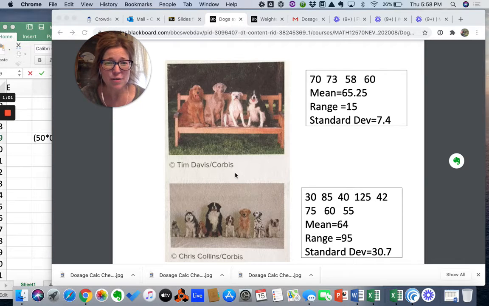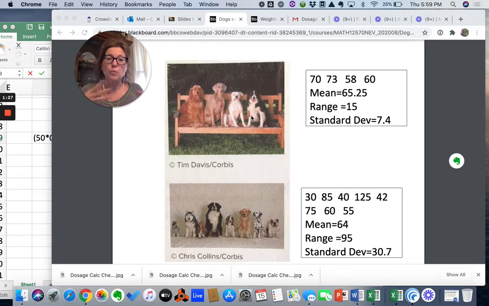But these two sets of dogs are really different. These dogs are all medium-sized dogs. This picture has some medium-sized dogs, but also a big dog and a little dog. So while the average dog size of both pictures is the same, the collection of dogs is actually really different.